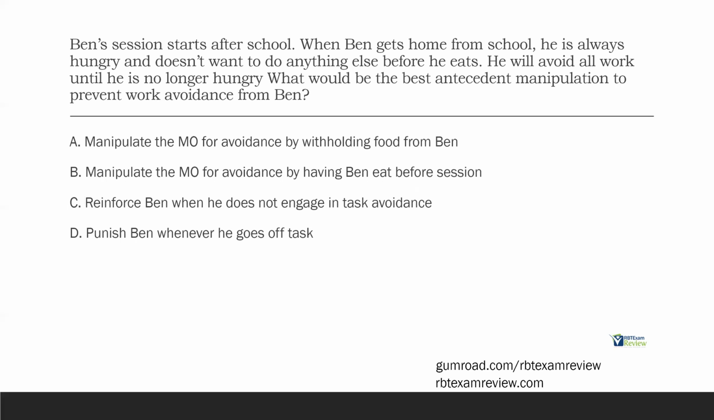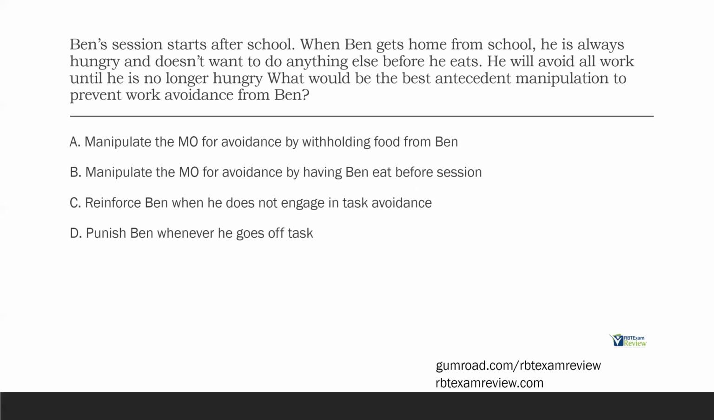So based on our information, Ben is always hungry. The reason he avoids work is because he is hungry, apparently from our information. What can we do about that? A, manipulate the MO for avoidance by withholding food from Ben. Is that going to decrease avoidance or increase avoidance? Well, probably increase it, right? The entire reason Ben is avoiding is because he needs food. The motivation to avoid is going to get higher and higher if we withhold food from Ben.